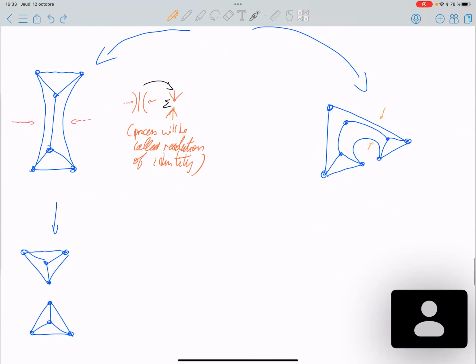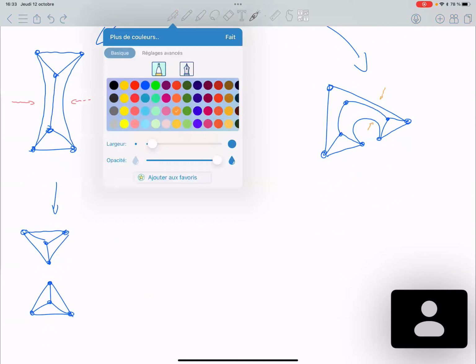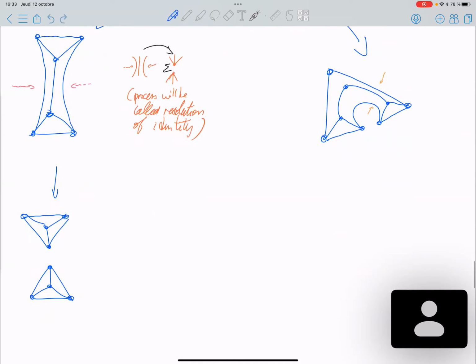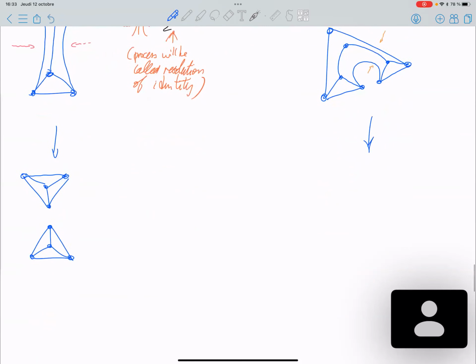Do the same again 2 times to get 3 tetrahedra. So you apply it again here. Resolution of identity. So you get this picture. So again, I repeat, this is only the idea. Of course, in the course, we will provide all the details of that, but there's no problem.